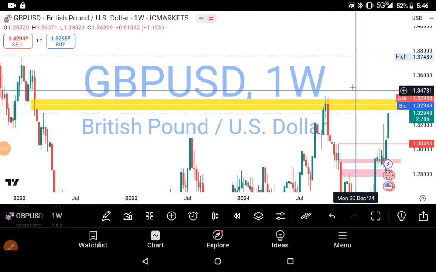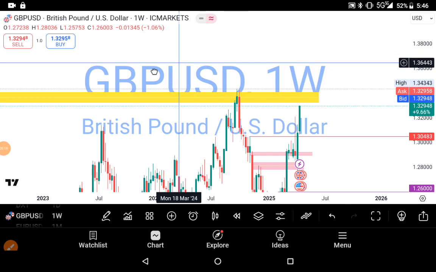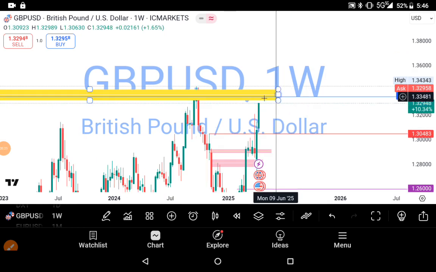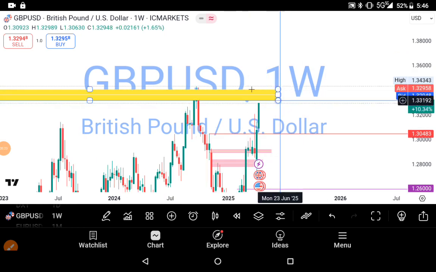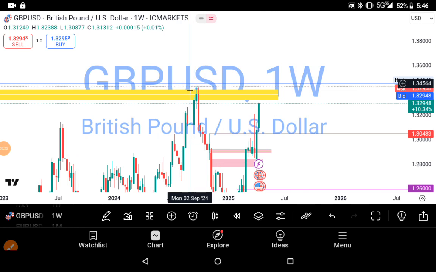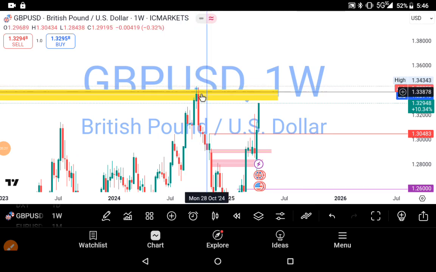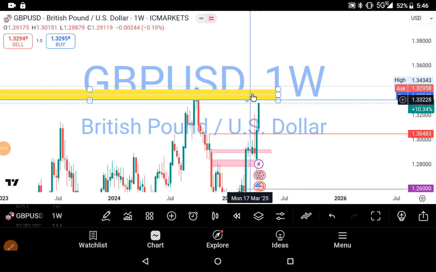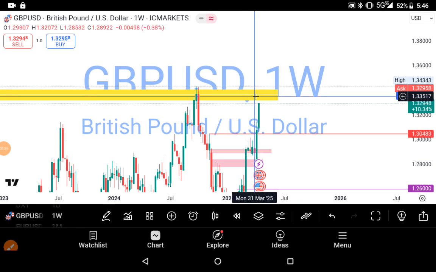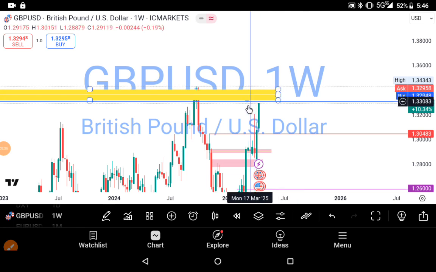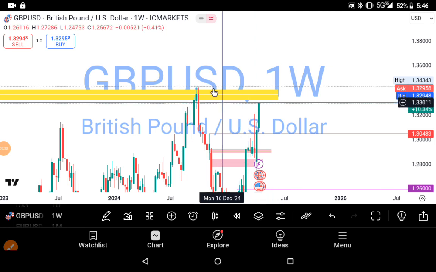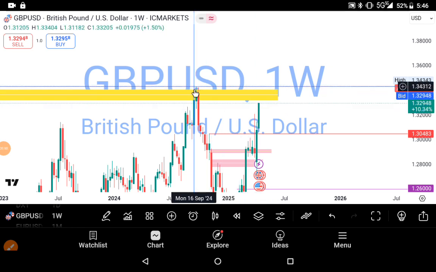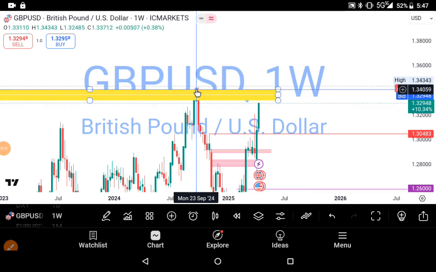So I'll be watching how the market price will react to the midpoint of that level. If the market price was able to touch that level, that means we are taking out this high. The moment the market price was able to cross into this yellow level and take out the consequent encroachment of that volume imbalance, then we should be able to attack the high at 1.34343.